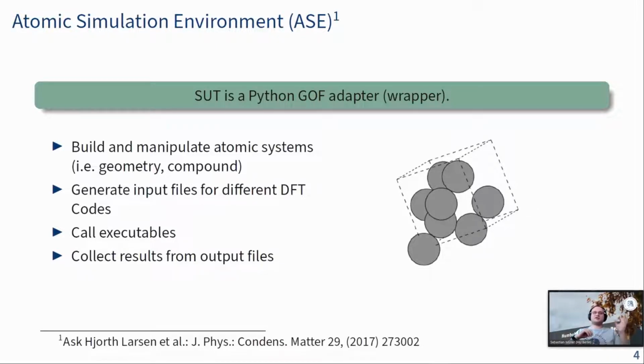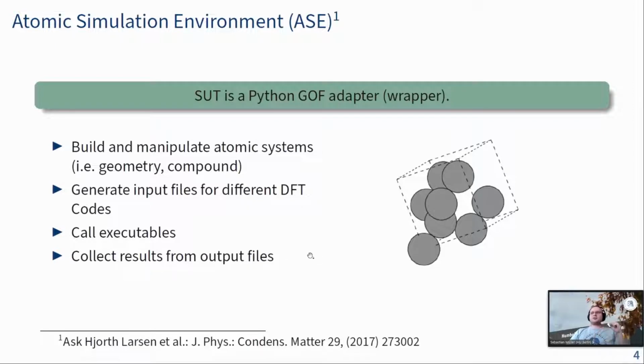So maybe you want to use the exciting code, or maybe you want to use the VASP code. The ASE environment is able to generate input files for those different DFT codes. It is then also able to call the executables of those DFT codes, and it is able to collect and somewhat analyze the results that these DFT codes will give you.